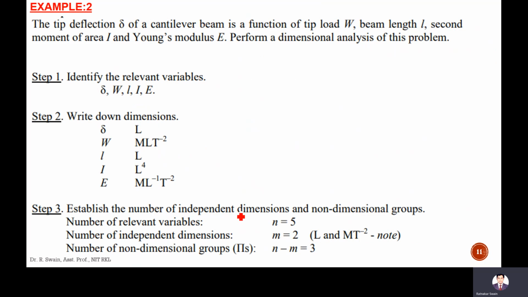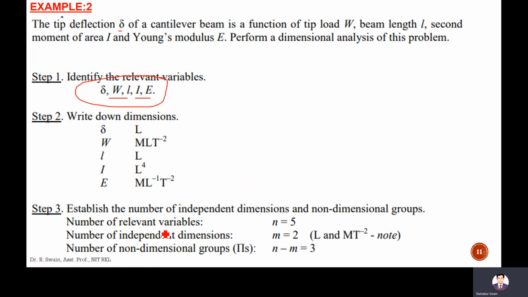Coming to the next example, the tip deflection delta of a cantilever beam is a function of tip load W, beam length L, second moment of area I, and Young's modulus E. Perform a dimensional analysis of this problem. So the variables are delta itself, W, L, I, E. These are the variables, a total of 5 variables. We have to write the dimensions.